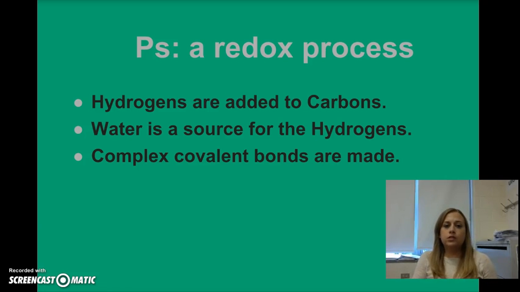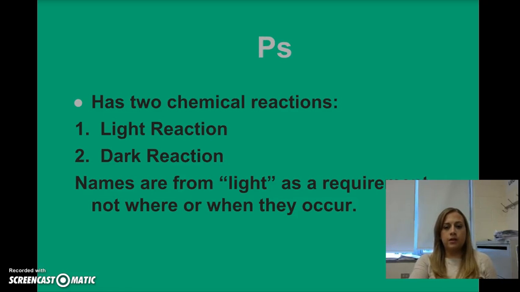So photosynthesis is a redox process. You have hydrogens that are added to carbons with that formation of the glucose. Water is going to be the source for the hydrogens, and then you have these complex covalent bonds that are made. There are 2 chemical reactions that we're going to look at with photosynthesis.